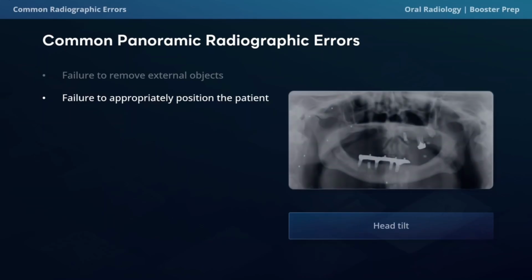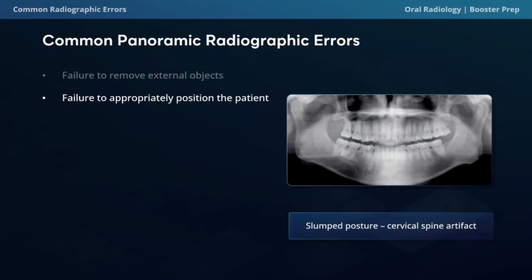If the head was tilted, we may see a panoramic like this one, where the left mandibular angle and the condyle is in a lower position, and the right mandibular angle and condyle is in a higher position. So overall, the image looks like it's kind of tilting downwards to the left side. And the last positioning error is if the patient has a slumped posture. This pronounces the cervical spine, which results in an artifact on the chin and the incisor region.